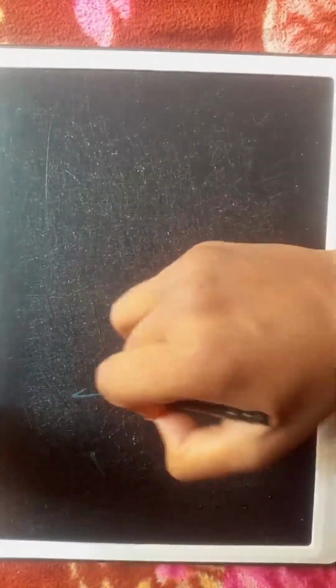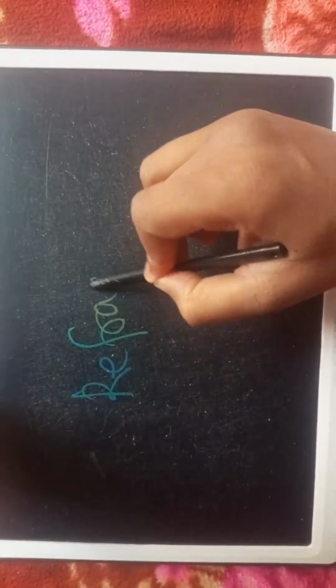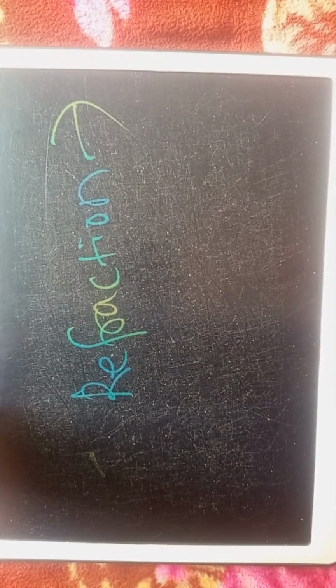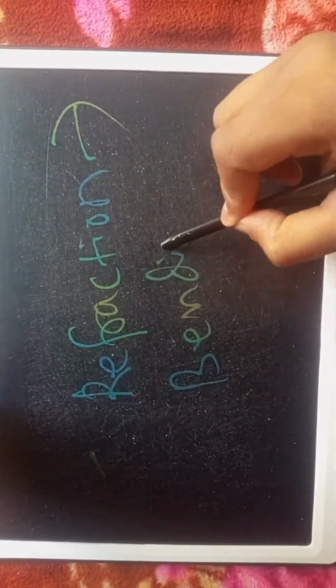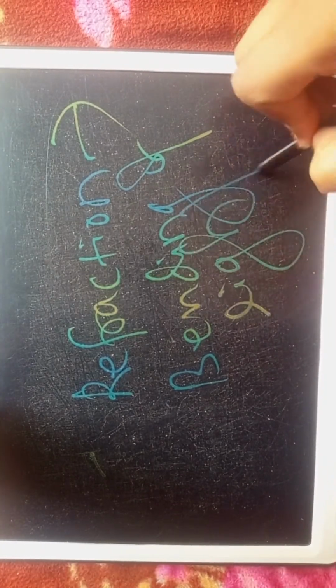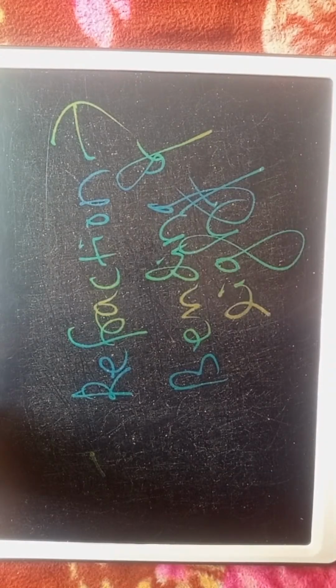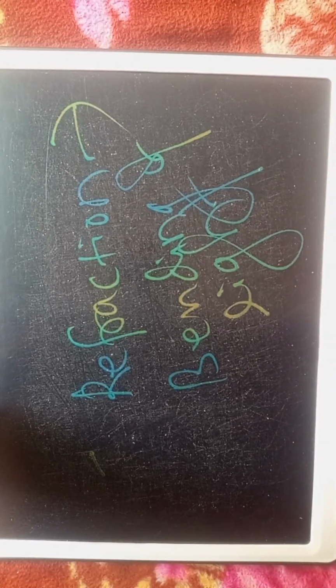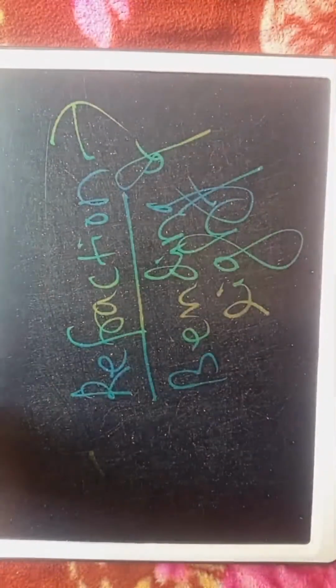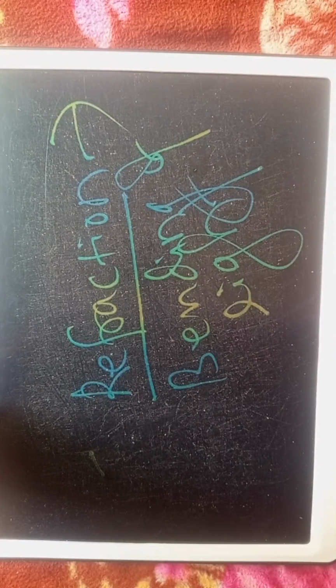And what is the meaning of refraction? This is also an important word. Refraction means bending of light. Light is bending. Bending of light is called refraction. Reflection means striking, but refraction is bending. Have you understood or not? From my perspective, refraction means bending of light.